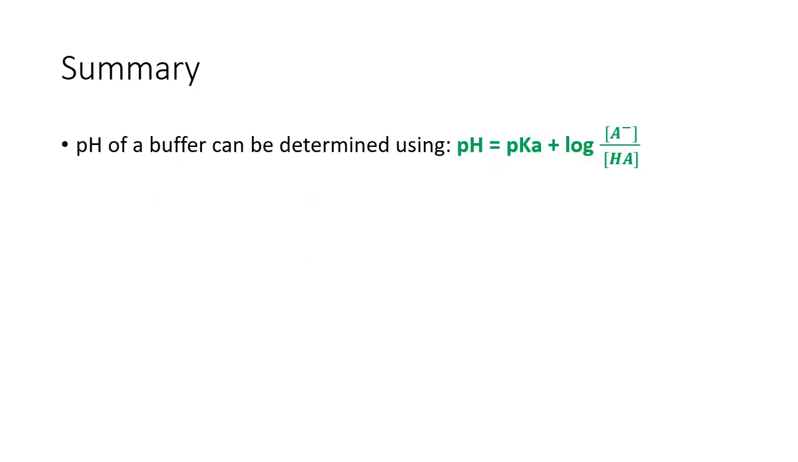So, in summary, the pH of the buffer can be determined using pH equals pKa plus log of anion over acid. Or, aha! I actually remember it as pH equals pKa plus log of aha! Use whatever works for you.